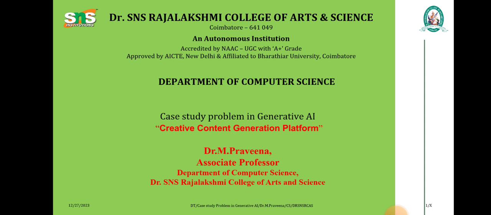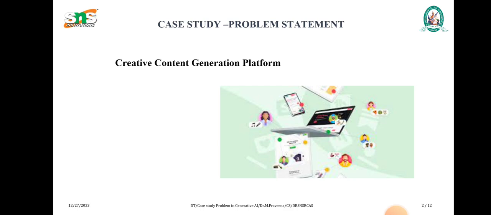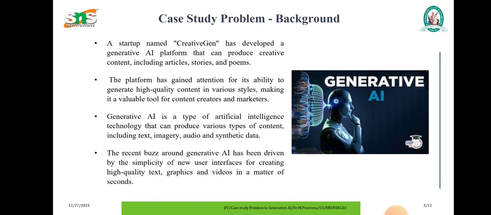Today we are going to see a case study problem in generative AI. The case problem is Creative Content Generation Platform. So let's see what a creative content generation platform is. It is a platform where we can automatically create content with the help of AI. That is called a creative content generation platform.